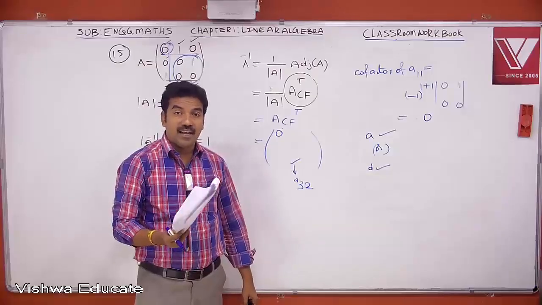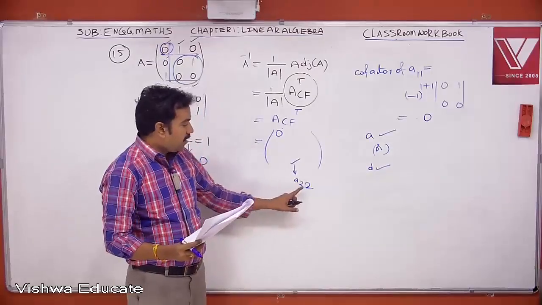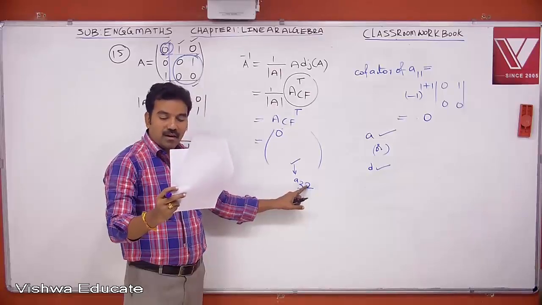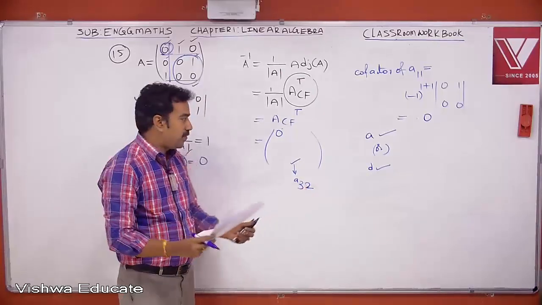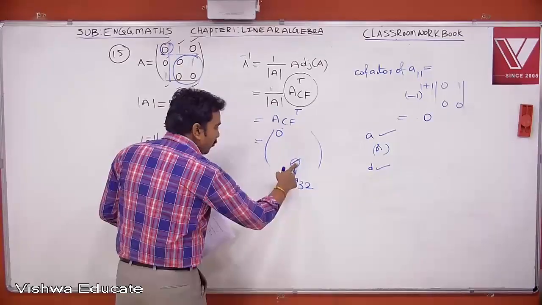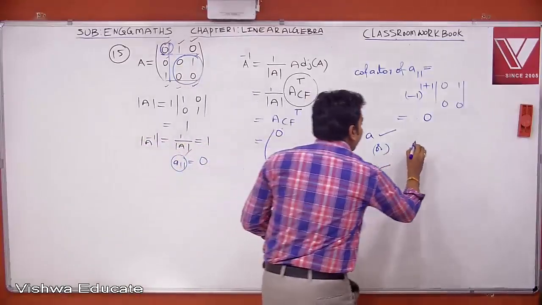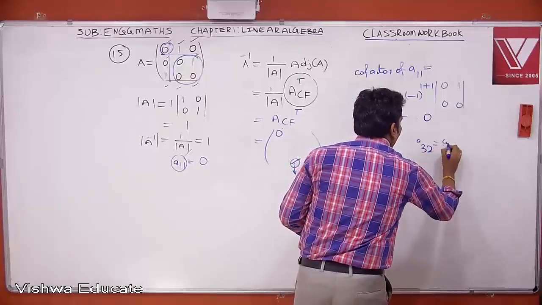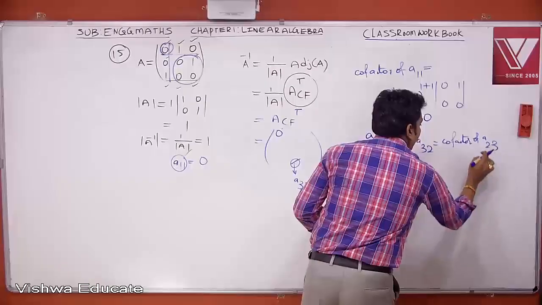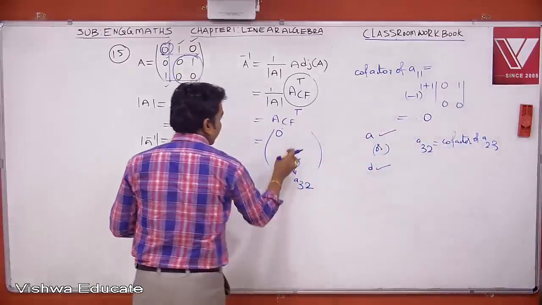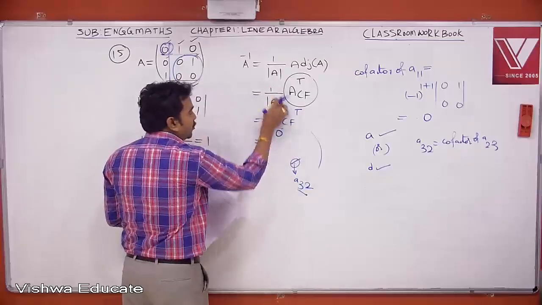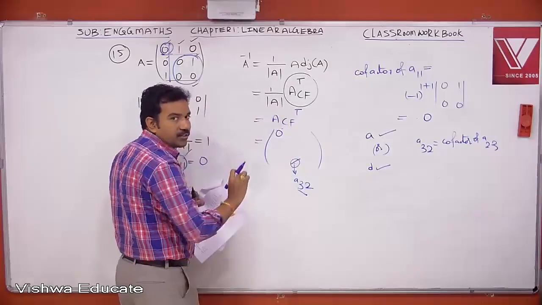Even if you want to eliminate either A or D, let us try to find the 3-2 position element, because A32 is 1 in option A and A32 is 0 in option D. So, this is A32, but this is in this position. Therefore, this A32 is nothing but the cofactor of A23. Because when you replace the cofactor of A23 and when you transpose, it reaches the 3-2 position, because adjoint is a transpose of the cofactor matrix.